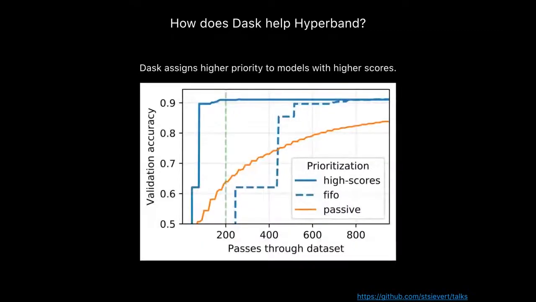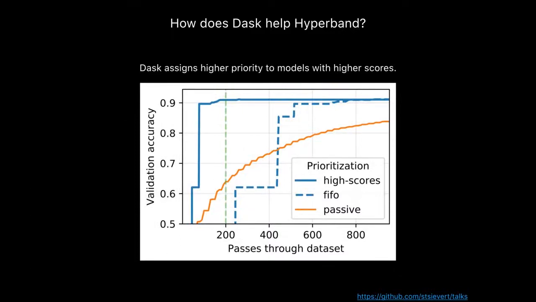By default, Dask will say first in, first out. So just the first job that was submitted. But you can configure that. You can say this job has X priority. That's great. So why not just say that any model's priority is just the last received score? This will train models with higher scores earlier, and hopefully that works, right? So I did an experiment with that.